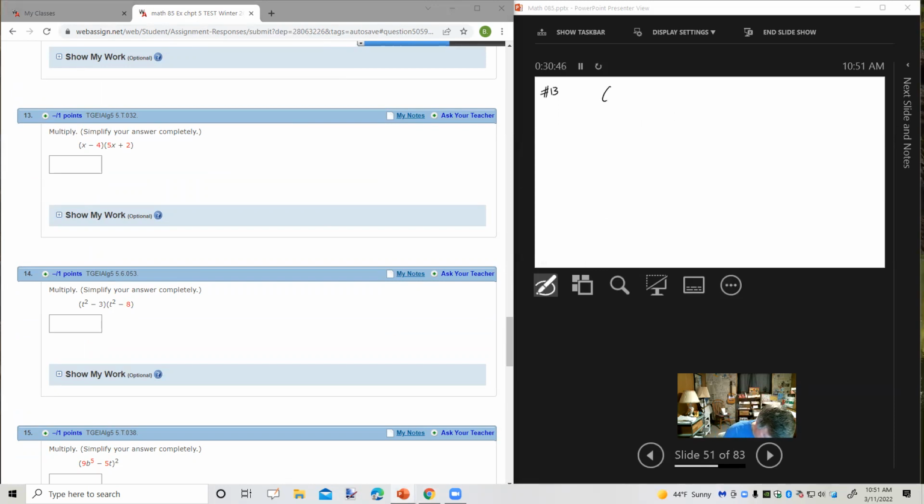Multiply x minus 4 times 5x plus 2. So we're going to take x times 5x, which is 5x squared, x times 2, which is 2x, minus 4 times 5x, which is minus 20x, and minus 4 times 2, which is minus 8. Then combining like terms, 5x squared minus 18x minus 8.